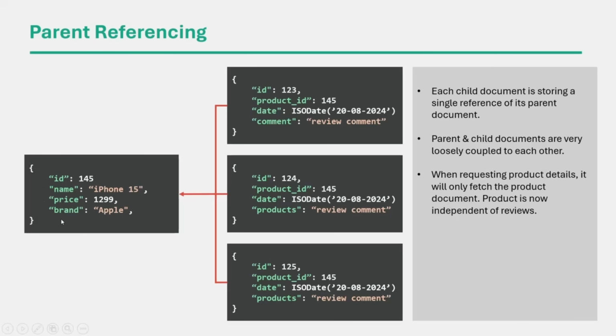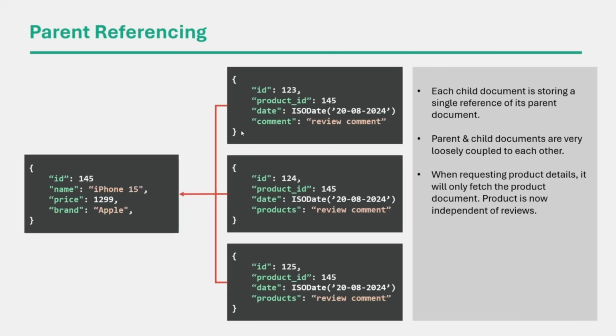So here we have the product details. Let's say the product is iPhone 15. And for this product, we have these three reviews. Now, here the review is storing the ID of the product for which the review was given. So here the child document is storing a reference to its parent document. Here the child document is the review document and the parent document is the product document. So the child document is storing the reference to the parent document, and this is called parent referencing. From the child document, we are referencing the parent document.